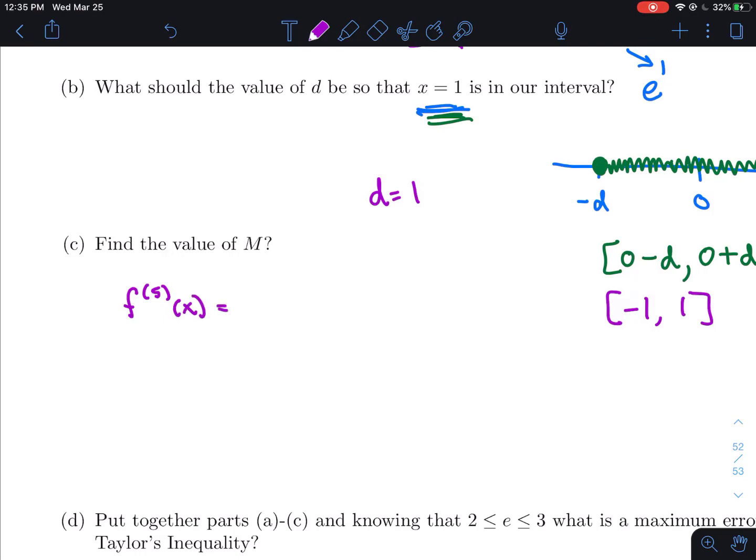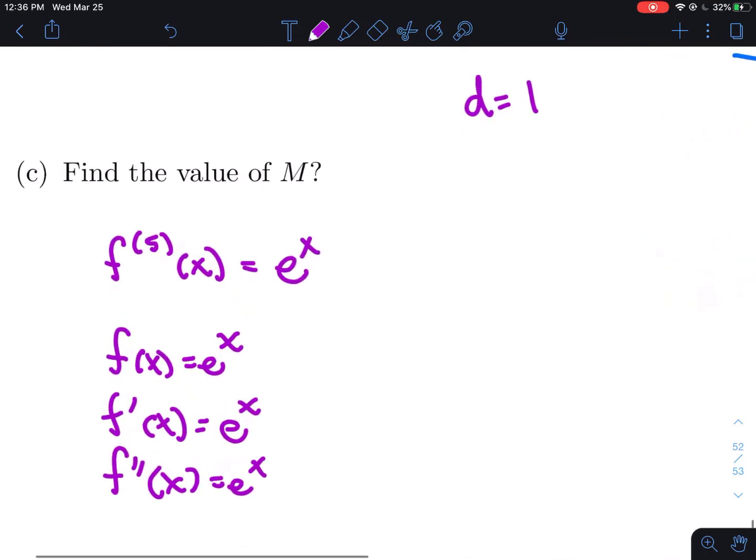And our function, remember, is e to the x. So f of x is equal to e to the x. If I take one derivative of e to the x, I get e to the x. If I take a second derivative, I get e to the x. And as we continue to take derivatives, the derivative of e to the x is always e to the x. Even if you take 5 of these, you will still have e to the x. And so we want to make sure that M should be the maximum value. It turns out our fifth derivative of our function happens to be the same thing as our function anyway.